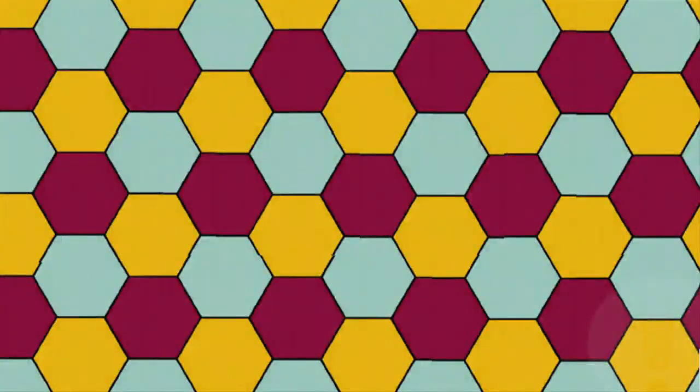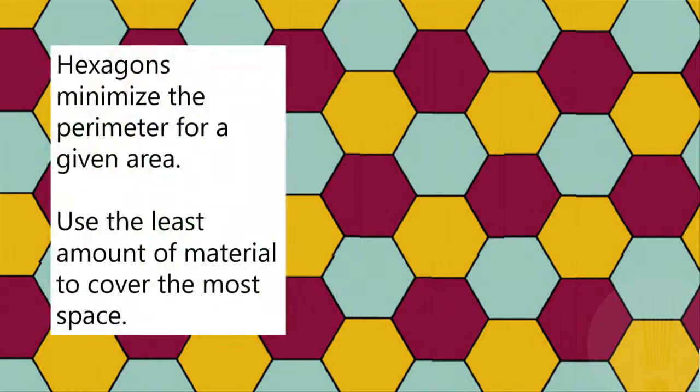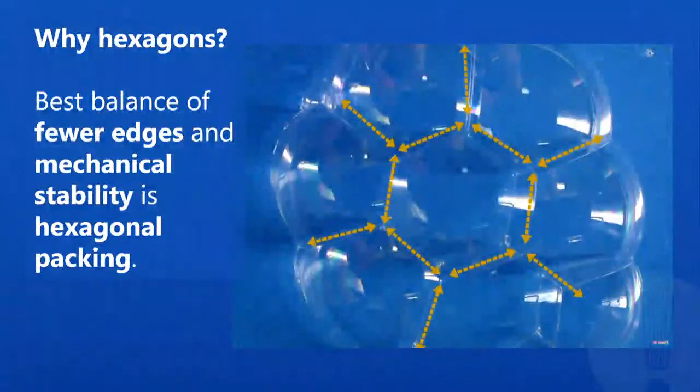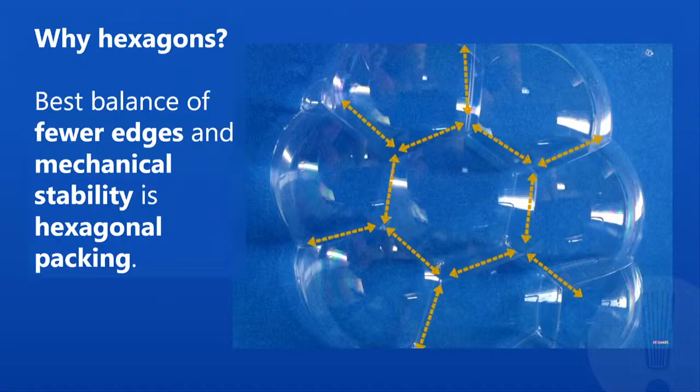But it turns out that triangles, squares, and hexagons can be put together where there are no gaps in between the shapes. Not only that, but hexagons minimize the perimeter for a given area when compared to triangles and squares. They use the least amount of material to cover the most space. So if we wanted to measure out the different lines between the shapes in each type, we'll find that hexagons have the least amount per area. So it has the best balance of fewer edges and mechanical stability. And so that's why nature, especially when it comes to bubbles, wants to revert to that 120 degree angle.